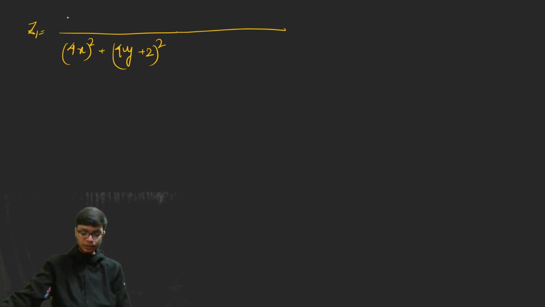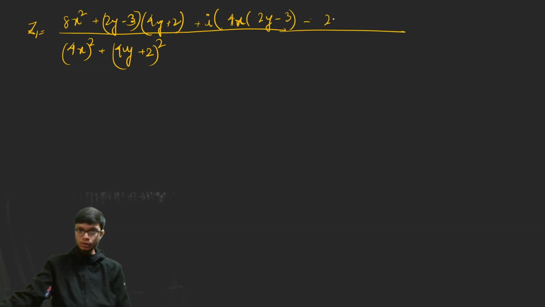So this will firstly be equal to 8x square plus (2y minus 3) times (4y plus 2), and similarly the imaginary part will be equal to iota times (4x into (2y minus 3) minus 2x into (4y plus 2)). Okay, so this will be the imaginary part of the numerator portion. That is basically performed by just multiplying the denominator and the numerator by its conjugate, and with this you can definitely get the imaginary part.